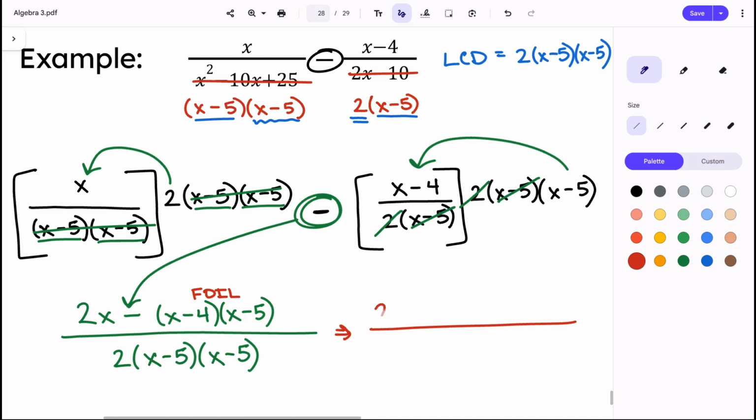So I still have this 2x minus, if I FOIL that, what would that come out to be? What would be your first term? X squared minus 5x. Okay, so I want to stick those together right now. What would the minus 5x and the minus 4x together become? Minus 9x. Good, minus 9x. And then what's the last term? Plus 20. Again, still all over 2 times x minus 5, x minus 5.